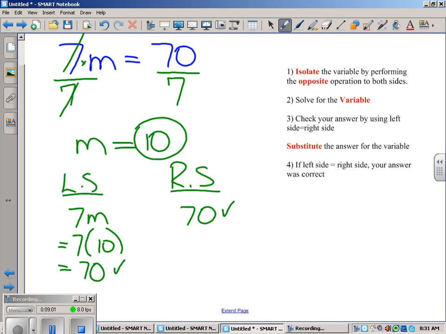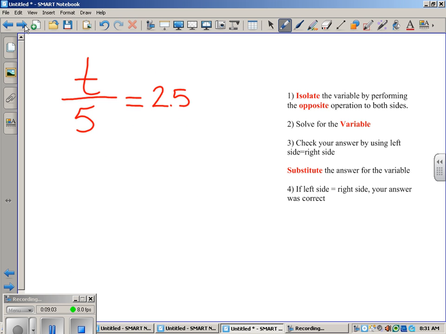That one and that one, right on. And our last one today, if you look at that, that's division. We just talked about that where you have a variable over top of a number. That's division. How are we going to solve a division question? We have to multiply. We have to do the opposite operation.